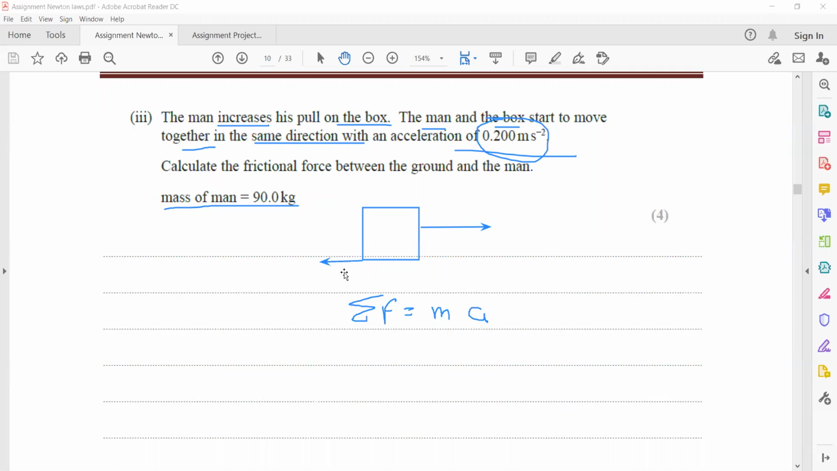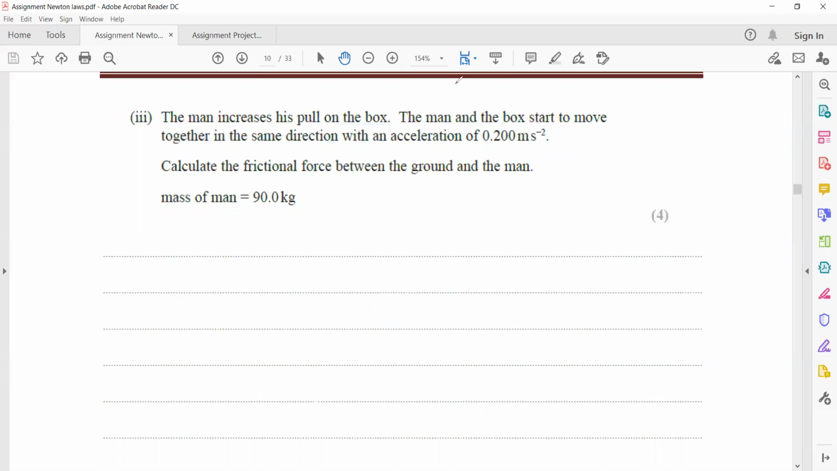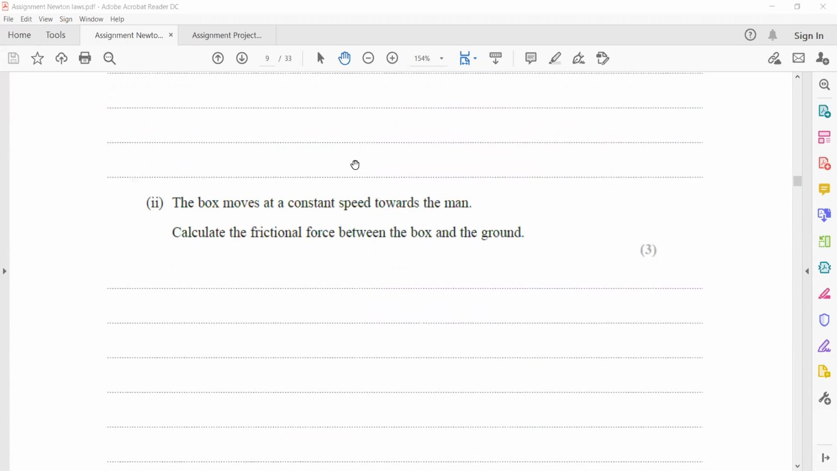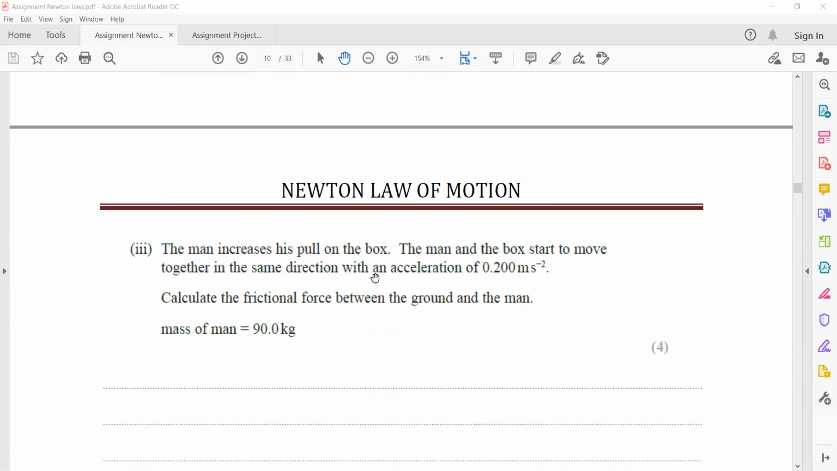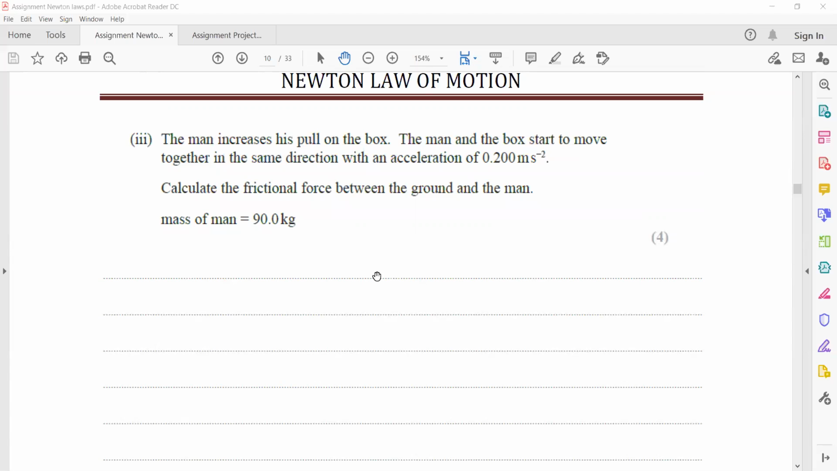Now what is the total mass? The mass of the man is 90, and what is the mass of the box? The mass of the box is 85. So what will be the total mass of the box and the man? That's 90 plus 85, so 175 kg will be the total mass.